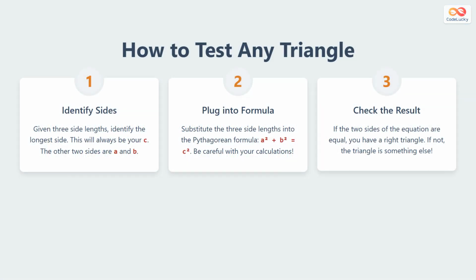So how can we use this? First, take the three side lengths of any triangle and find the longest side. We will call that side c. The other two sides can be a and b. Next, plug these values into the formula. Finally, check if the result is a true statement. Does one side of the equation equal the other?